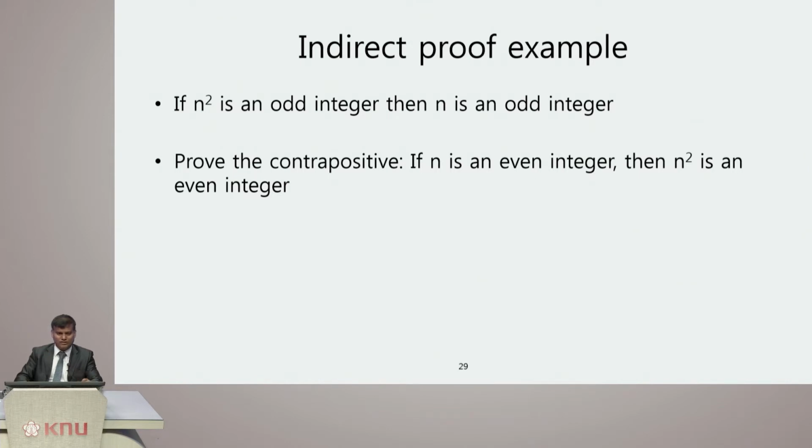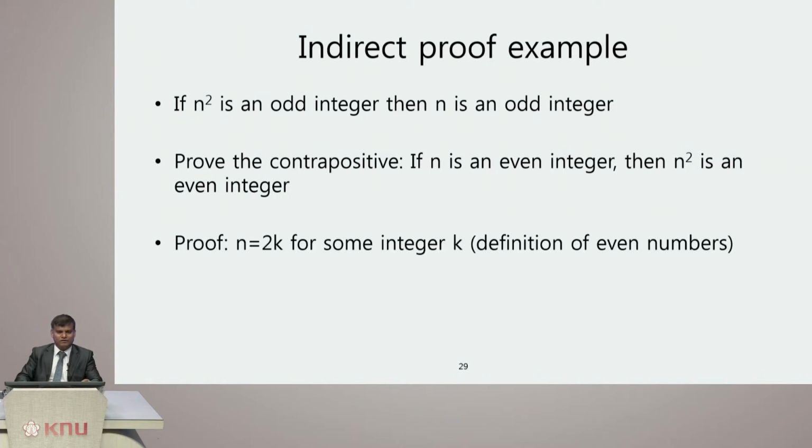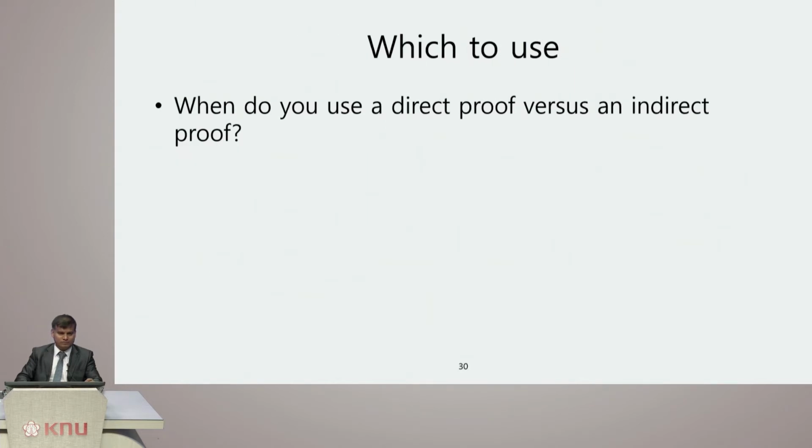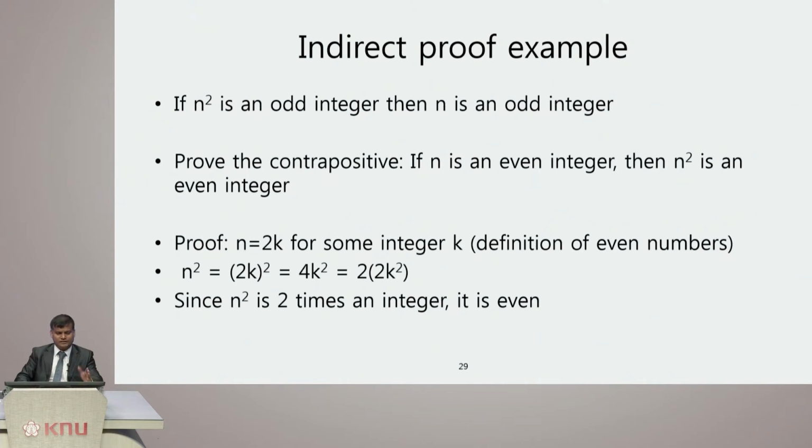We are going to use this statement here. If n equals 2k for some value of k, then n square is 2k the whole square, which is 4k square. That again equals 2 times 2k square. That is even, we know that. We have just seen that in fact. Since n square is 2 times an integer, it is even. So here is your direct proof.